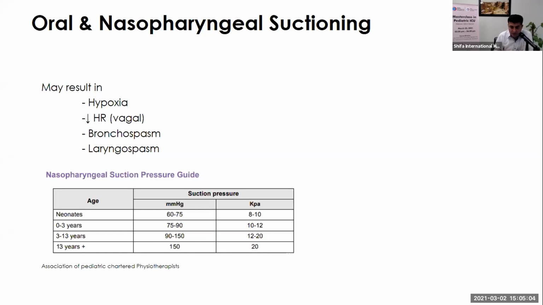What suction can do is that it can give you brief hypoxia, decreased heart rate because of vasovagal maneuver, bronchospasm, and even laryngospasm. So you need to be careful about the suctioning. Usually what we do is, you insert the catheter first, and then you put the finger on the hole which controls the negative pressure. And then when you are coming back, at that time, you apply the negative pressure, not before that.